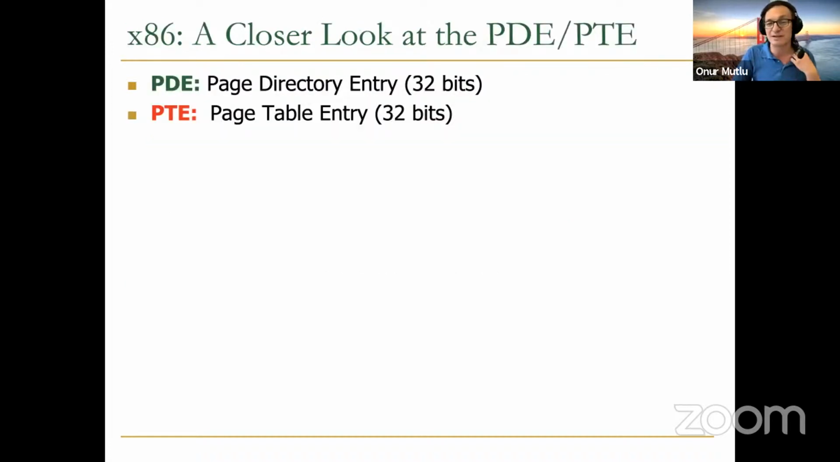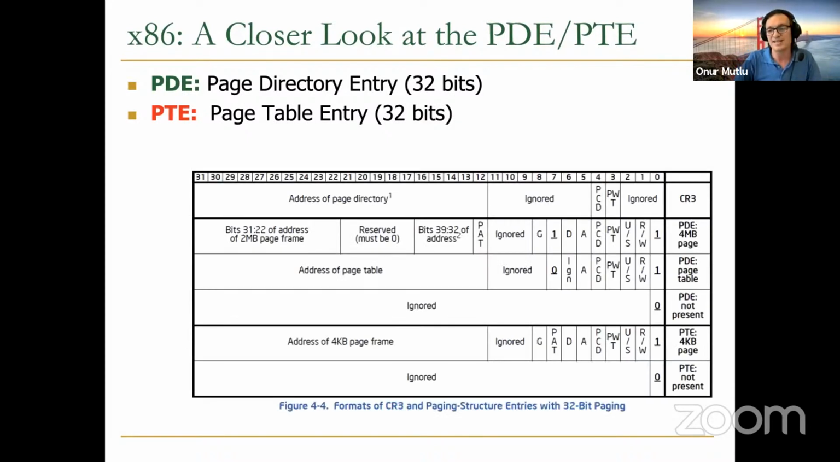If you look at the page directory entry and PTE in an x86 manual, it shows you something like this. It's like a page table entry. You can see the PDE for a 4 megabyte page, the PDE for the page table, and the not-present PDE. They show you different things. If not present, you ignore the rest of the things. But let's take a look at this.